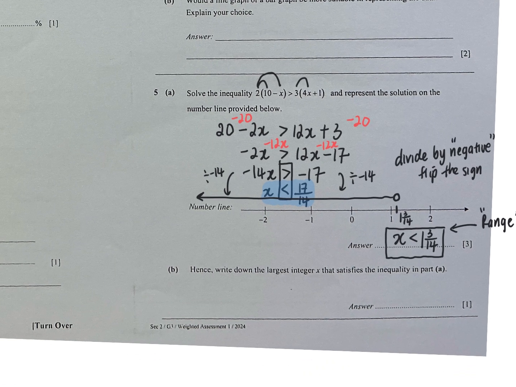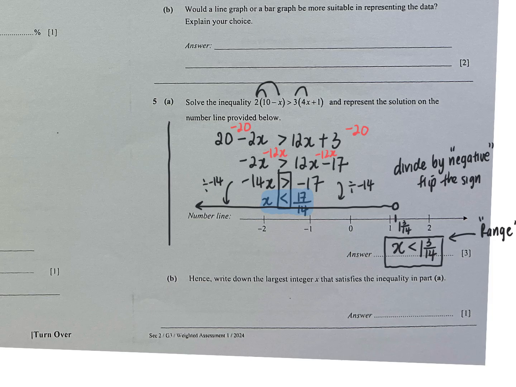Okay, some of you did it this way, which is fine. Okay, listen. Some of you did it this way. You subtracted the 3 on both sides. Then you get 17 here.